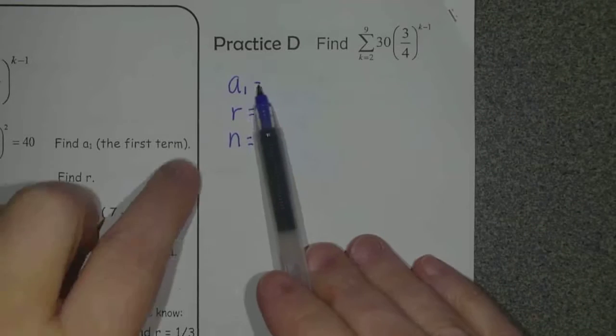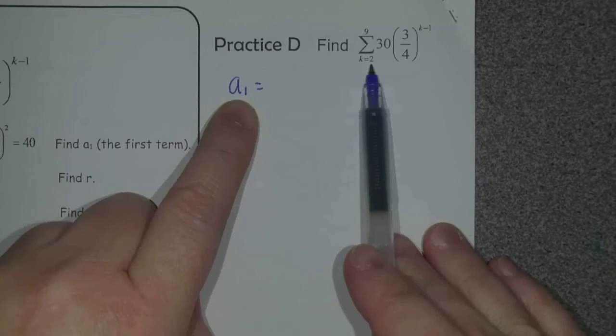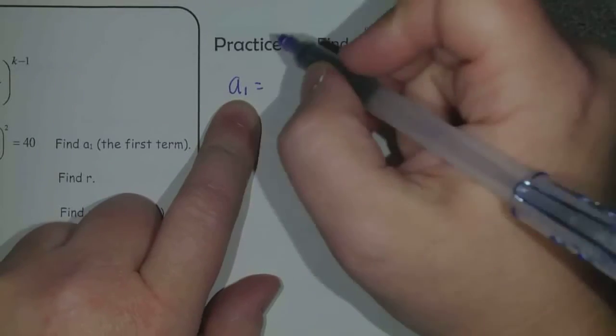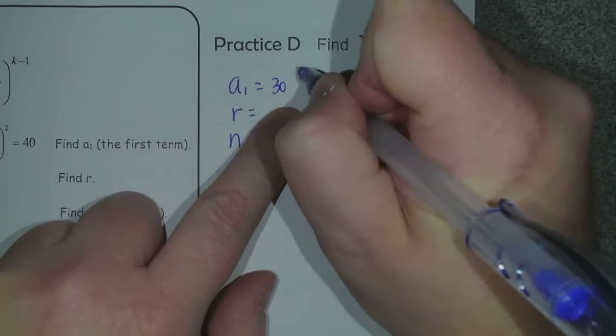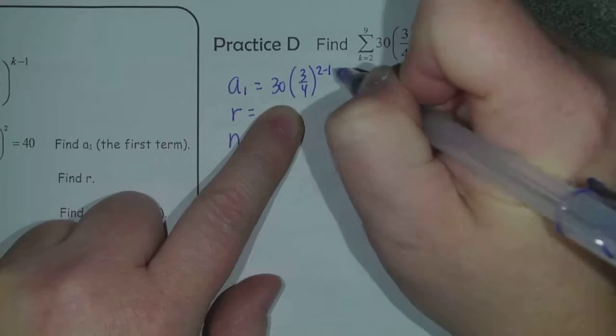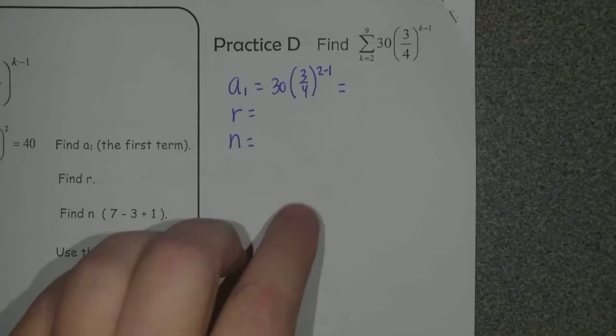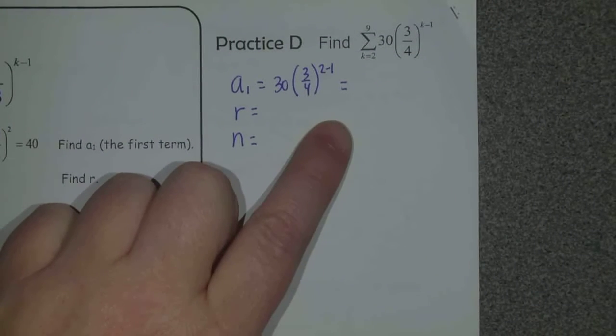So how do I find my first term? What number am I substituting in? 2. I'm substituting in 2. So I would go 30 times 3/4 to the 2 minus 1 power. Then just punch that in on your calculator and shout it out for me. It's a decimal point number, it's okay.